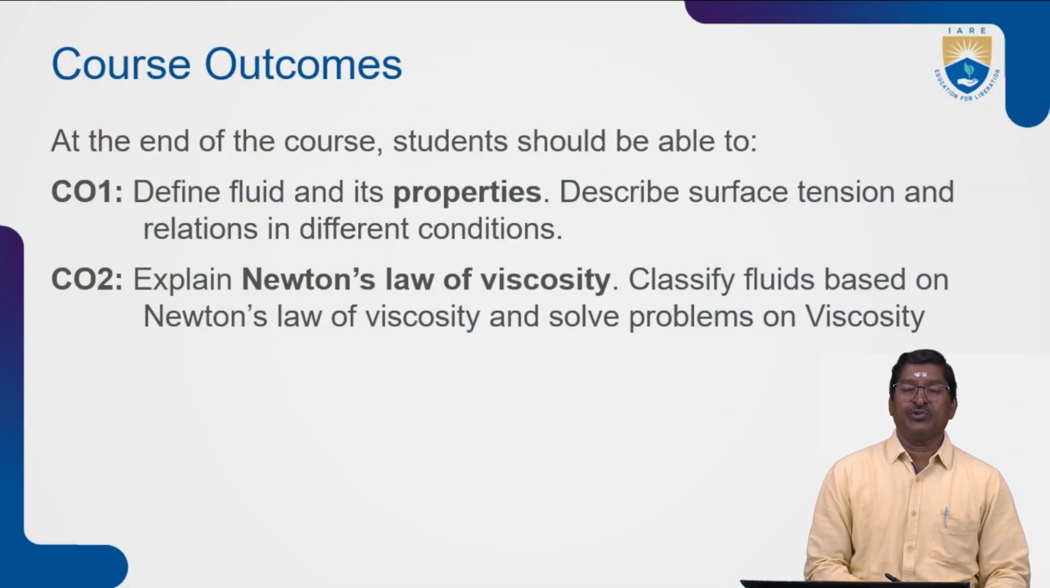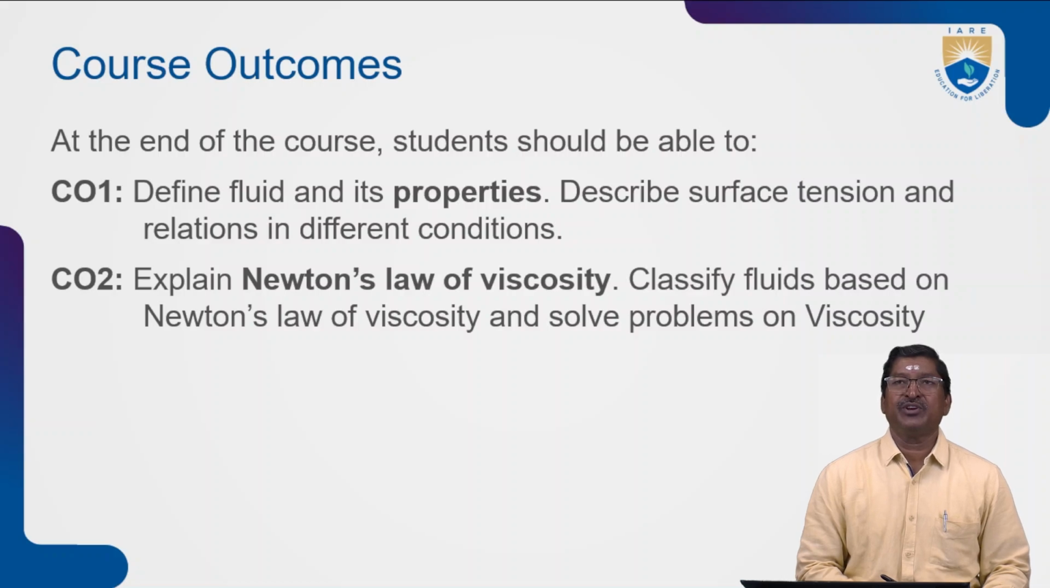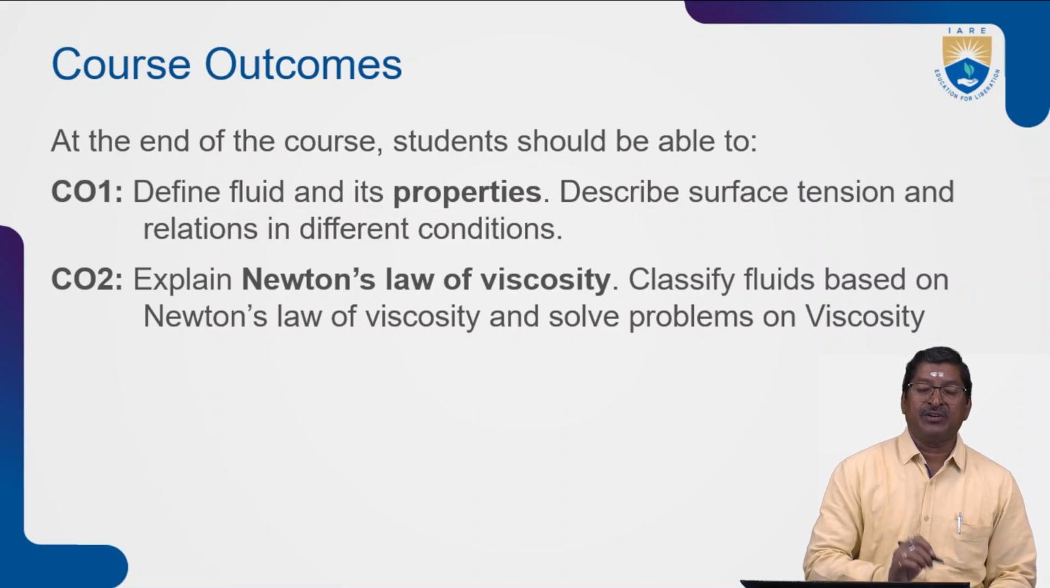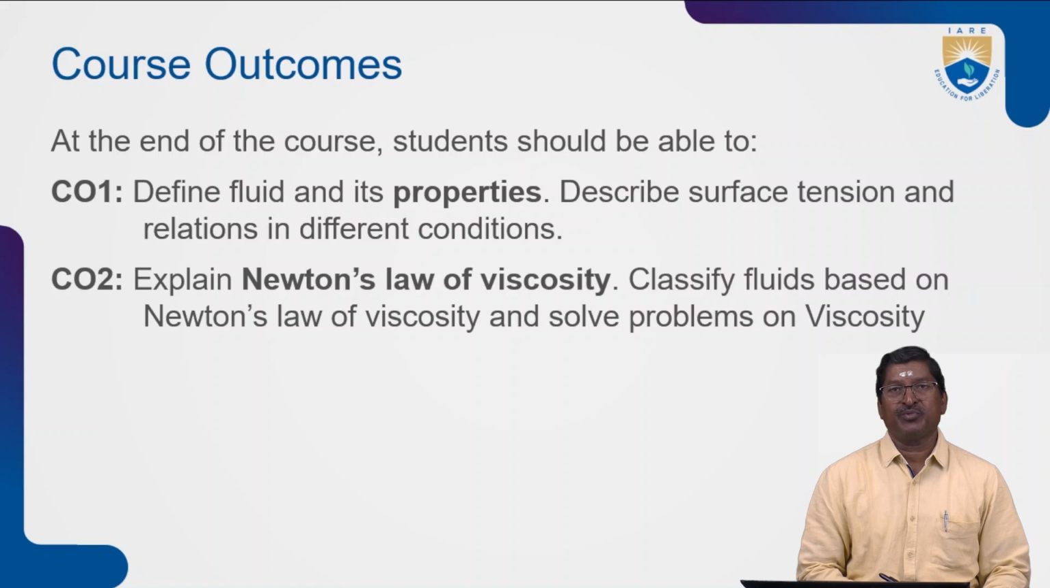So here are the course outcomes, that is, what students will be able to learn after completion of the topics. Course outcome 1 is the definition of the fluid and its properties and surface tension and different conditions. Then Newton's law of viscosity and fluids classification, and some of the problems related to Newton's law of viscosity, will come under course outcome 2.